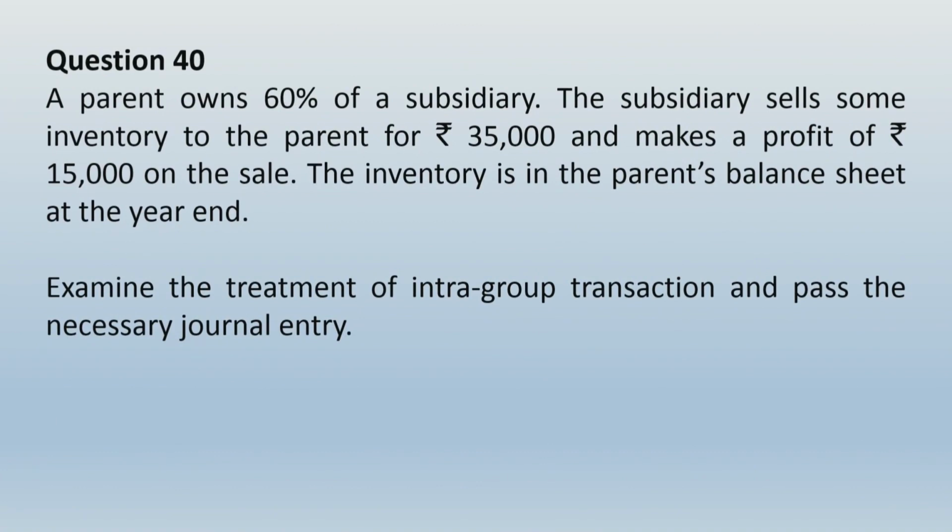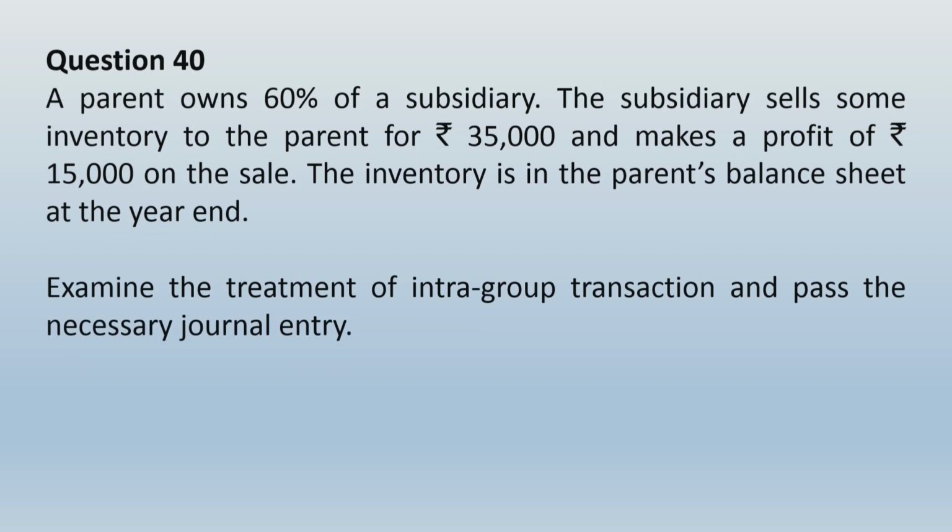A parent owns 60% of a subsidiary. The subsidiary sells some inventory to the parent for rupees 35,000 and makes a profit of rupees 15,000 on the sale. The inventory is in the parent's balance sheet at the year end. Examine the treatment of intra-group transaction and pass the necessary journal entry.